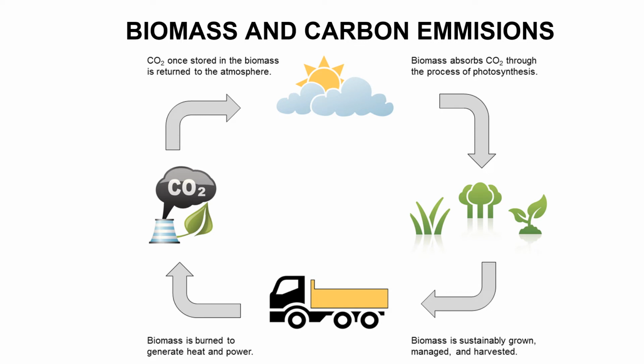Biomass and carbon emissions. Biomass absorbs CO2 throughout the process of photosynthesis, and CO2 once stored in the biomass is returned to the atmosphere when biomass, sustainably grown, maintained and harvested, is burned to generate heat and power. Like this, the cycle will move.